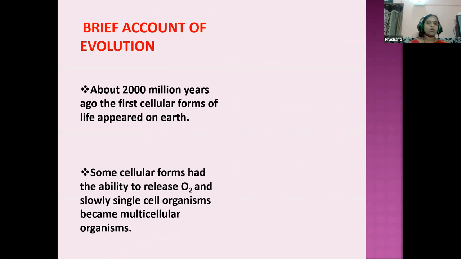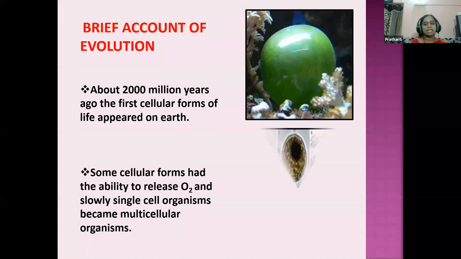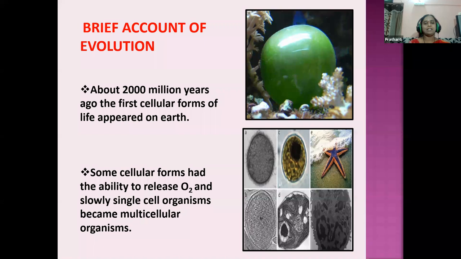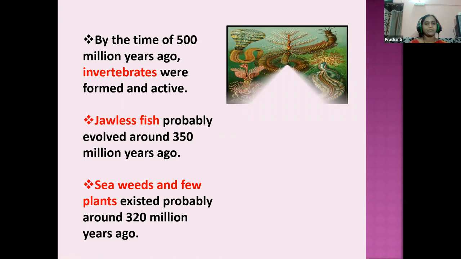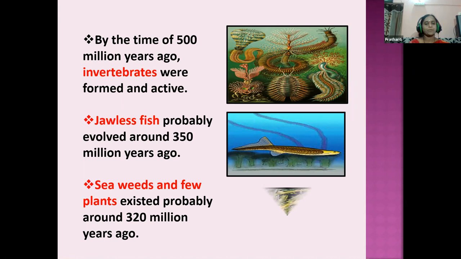So about 2000 million years ago, the first cellular forms appeared on the earth. Later, they started to release oxygen and formed from unicellular to multicellular organisms. Even prokaryotes and eukaryotes developed. And also we find various invertebrates 500 million years ago, and the jawless fish 350 million years ago, and also many seaweeds, and also the plants 320 million years ago.